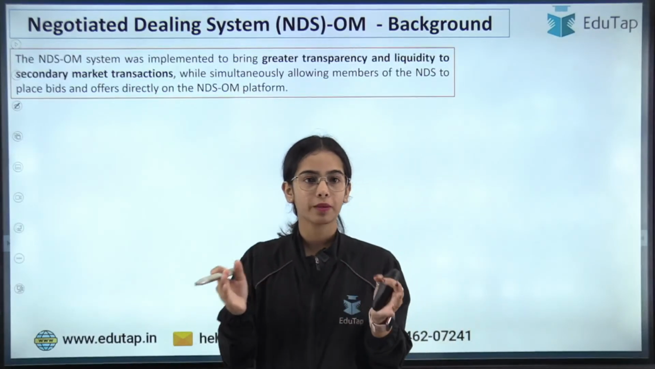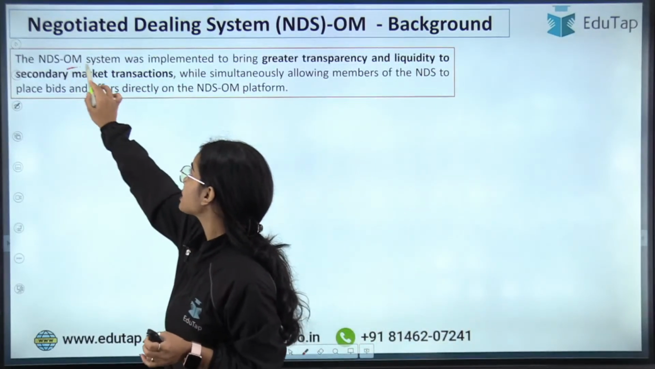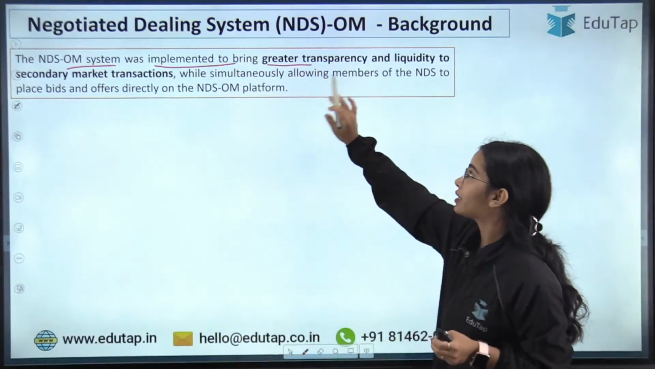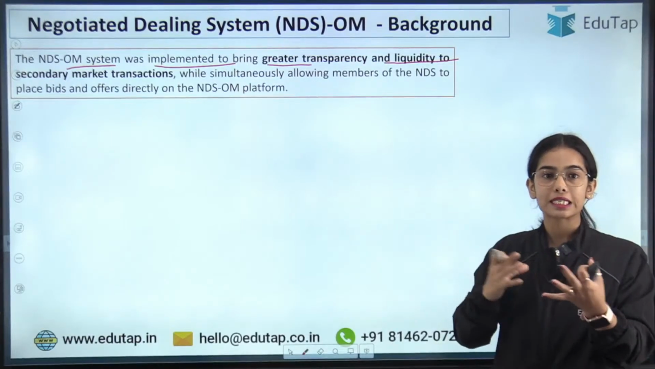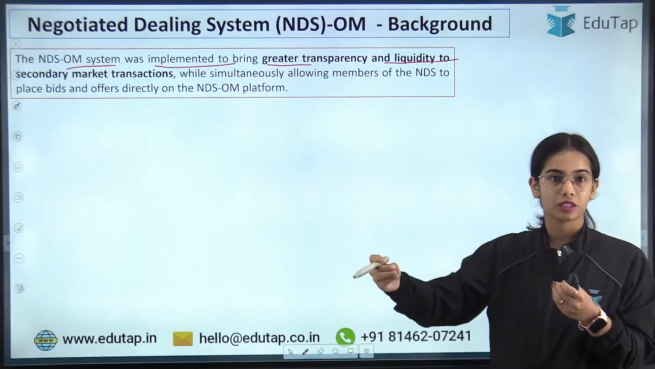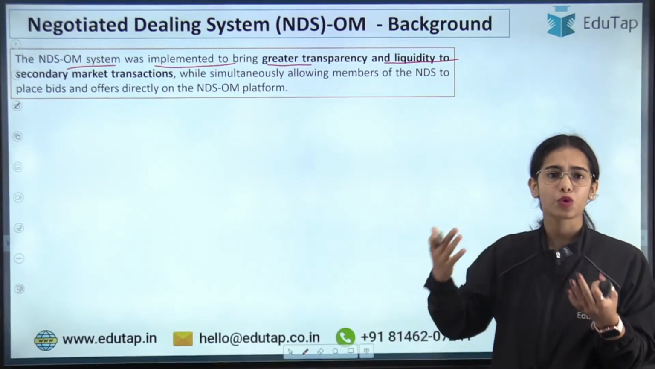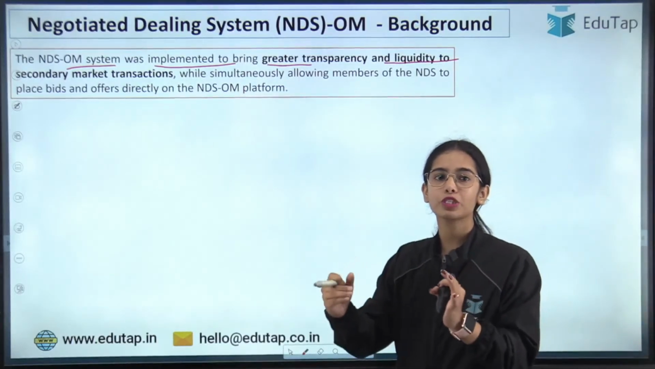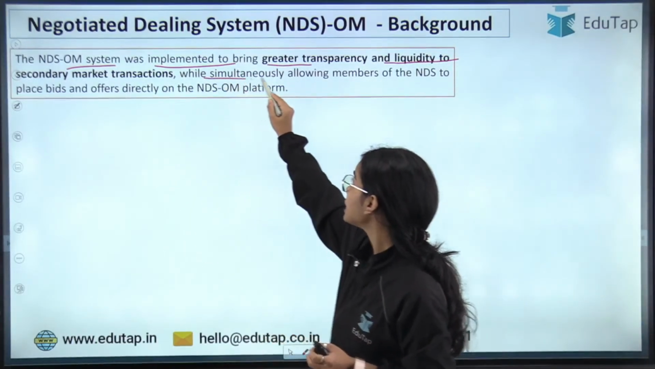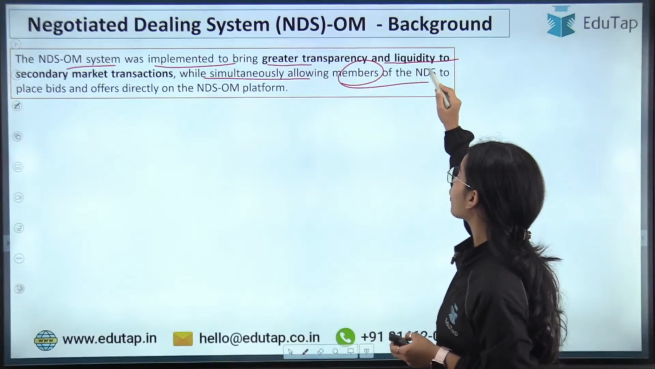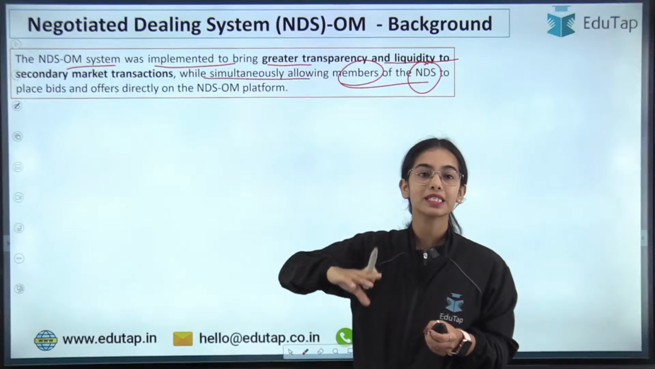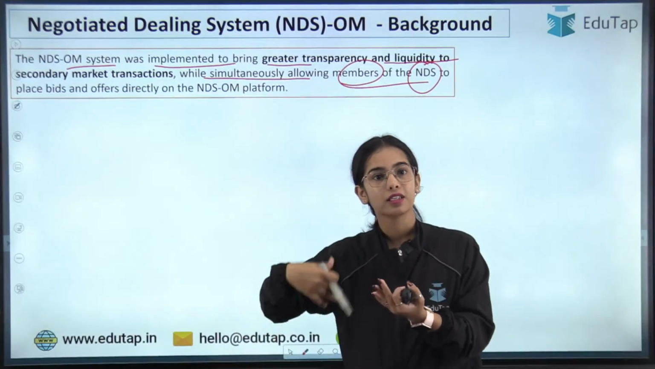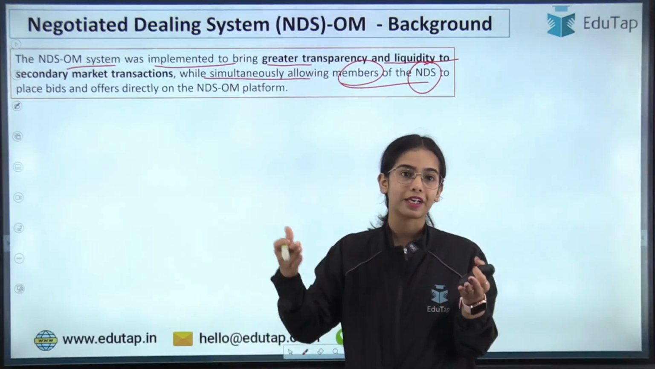I hope you have got the background that the NDS-OM system was implemented to bring greater transparency and liquidity to secondary market transactions, so that the liquid transactions can happen very fast. There is transparency and it is an anonymous order matching system, while simultaneously allowing members of the Negotiated Dealing System that are having the primary issuance, they can also sell the government securities in the secondary platform.